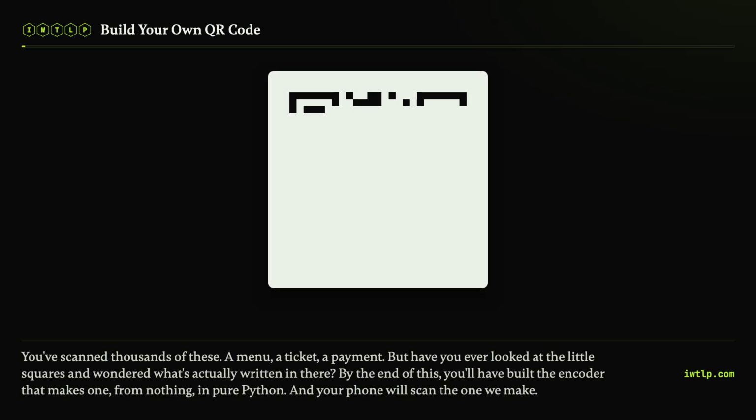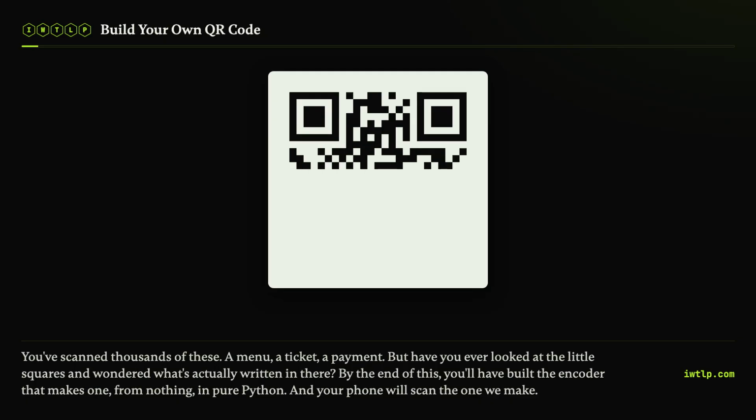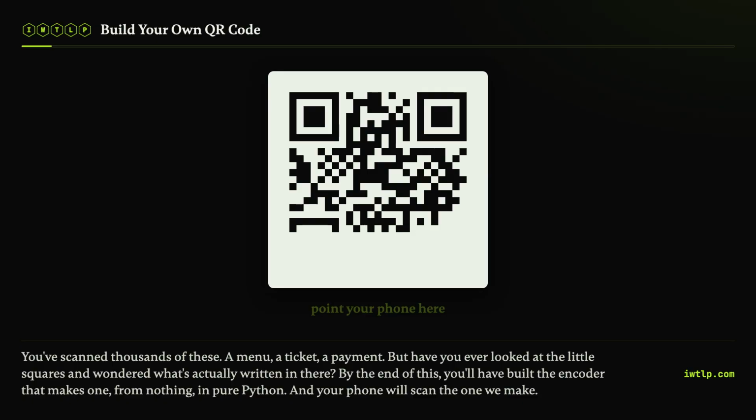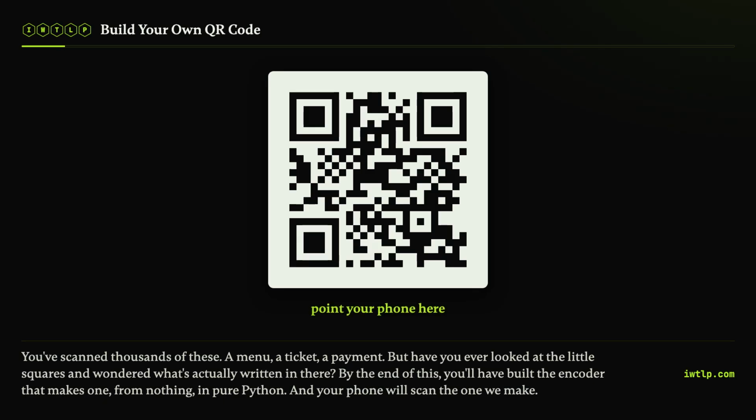You've scanned thousands of these. A menu, a ticket, a payment. But have you ever looked at the little squares and wondered what's actually written in there? By the end of this, you will have built the encoder that makes one from nothing in pure Python, and your phone will scan the one we make.